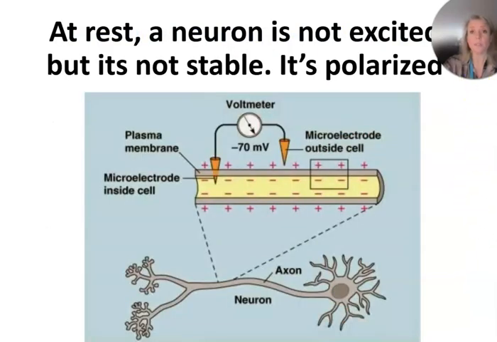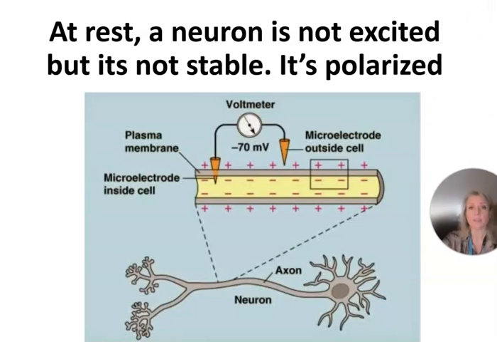So it's important to just realize that at rest, a neuron is not excited, but it's not stable either. When a neuron is at rest, we oftentimes call it a salty banana, with sodium on the outside and potassium on the inside, and we say, oh, it's resting, but it's not stable. Resting and stable don't mean the same thing. It's polarized.